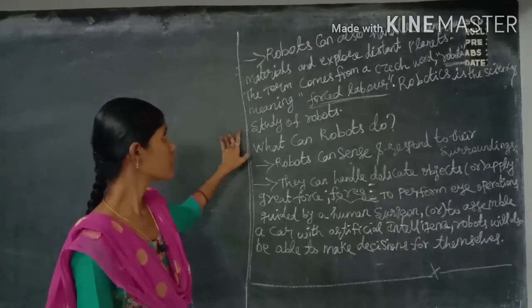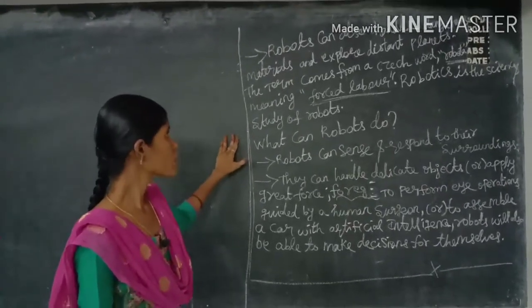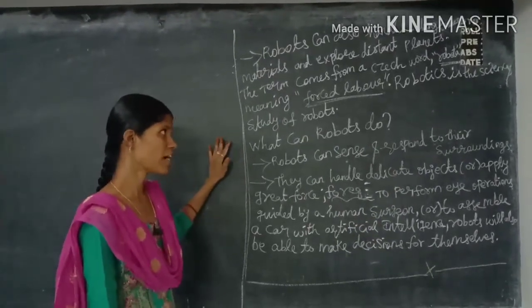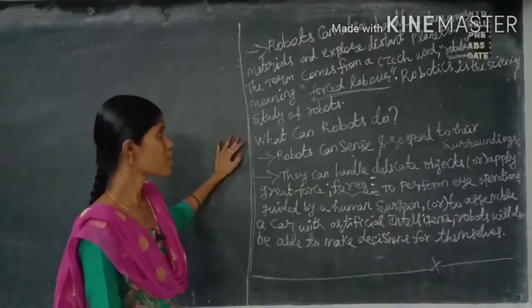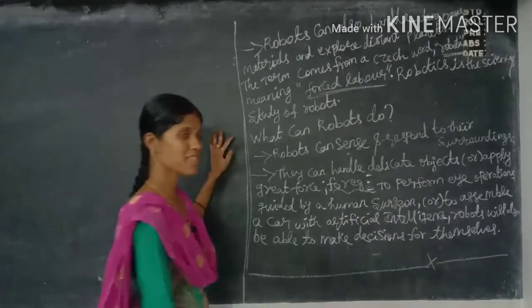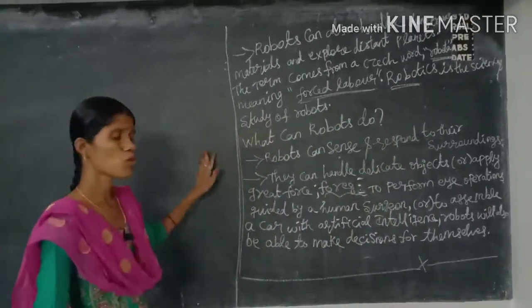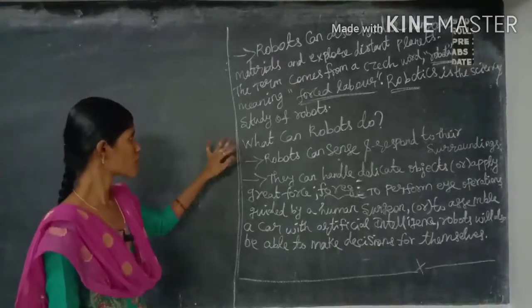So the term comes from a Czech word, robota, which means forced labor. So the word robot comes from the Czech word robota which means forced labor. Robotics is the branch of science that deals with the study of robots.